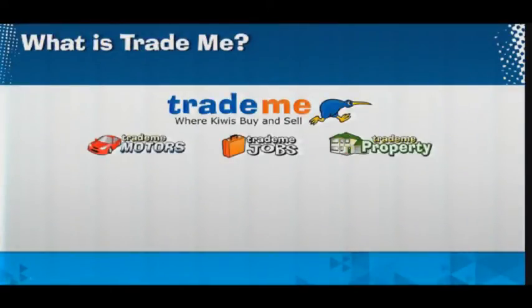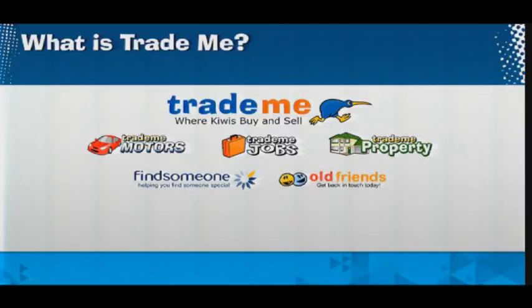And it's also a number of other sites. We've got our motors, our jobs, and our property verticals there as well. We've also got our Find Someone site, which is our dating site. We've also got Old Friends, which is our foray into the social networking space, and has been nominated for a NetGuide Award tonight as one of the 5 best social networking sites in New Zealand. Facebook is on the list as well, so I don't think we're going to do very well there.